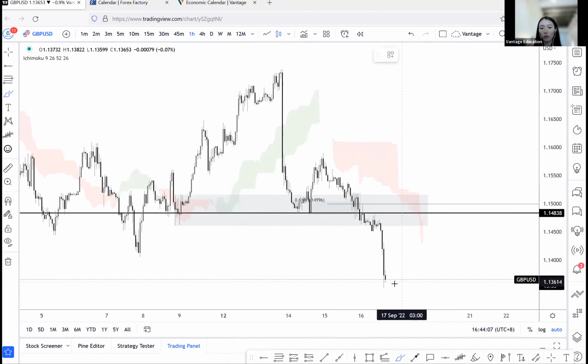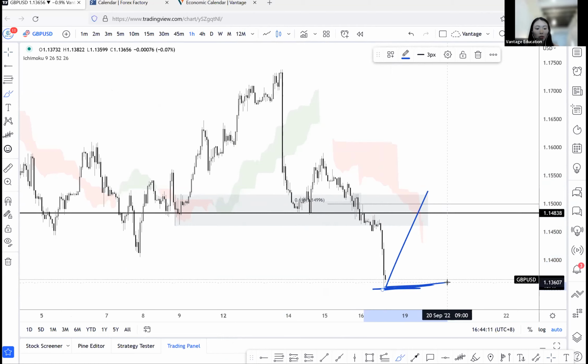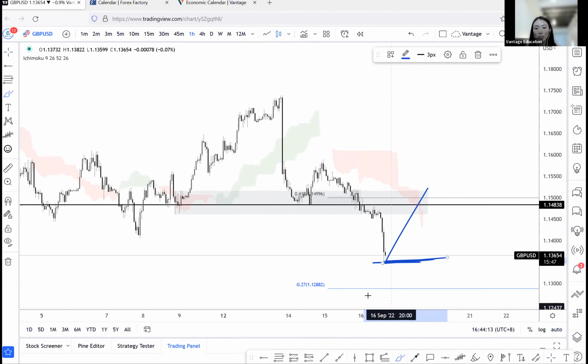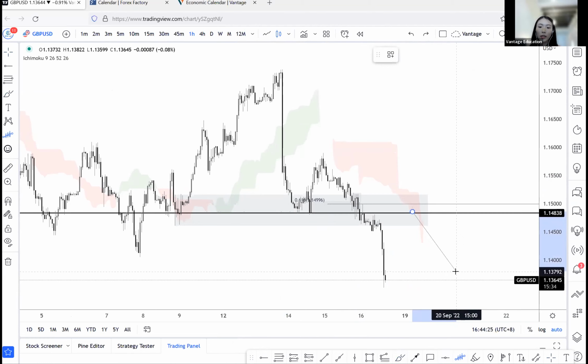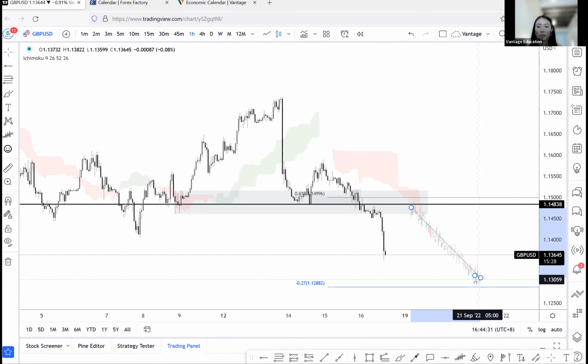If we do see a pullback over here, and if that is the case, right, then it creates a support area for our target as the first target, and then -27 as the second target. So yeah, a lot of it would depend on how price pans out over here. So this is the setup I'm waiting for on pound dollar, right? Depending on how price plays out, I'm just waiting for a pullback into this region, and then again on the smaller time frame before taking any shots. So this is what we have on pound dollar, right?